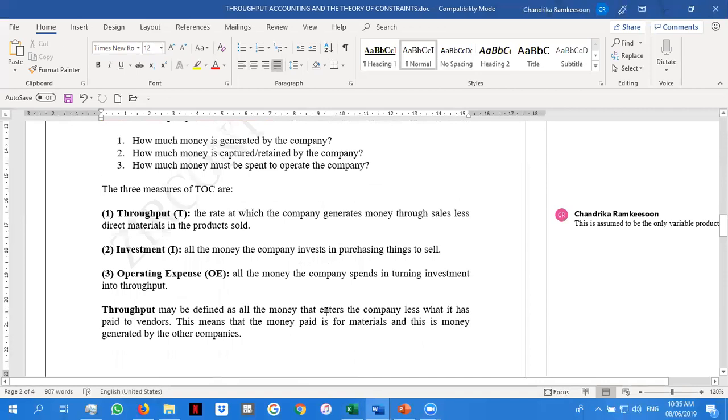The 3 measures of theory of constraint are as follows. Firstly, throughput, the term throughput. Throughput means the rate at which a company generates money through sales less direct materials in the product sold. Now, it is important that you understand that when dealing with throughput and the theory of constraint, and this is made clear in the handout as we read on, direct material is held to be the only variable input cost.